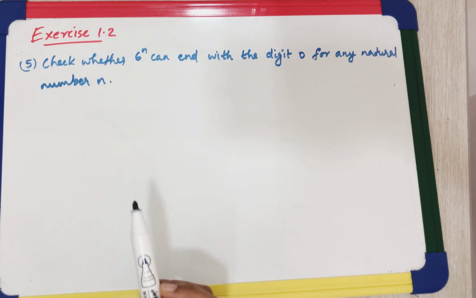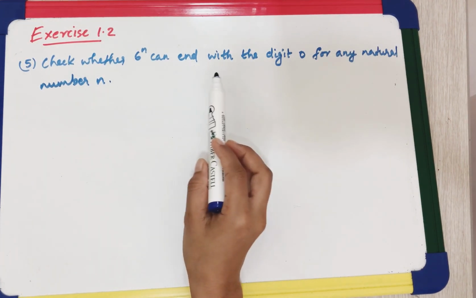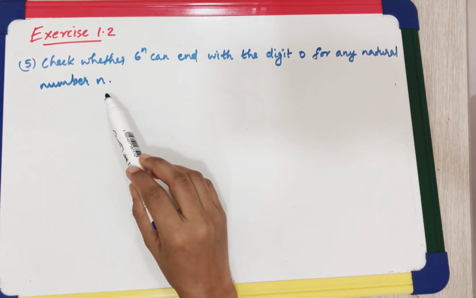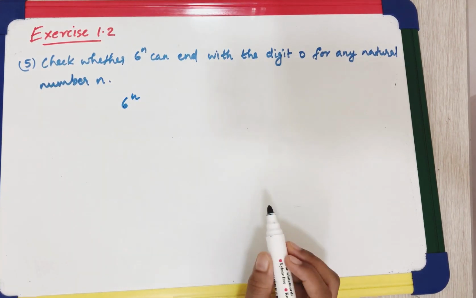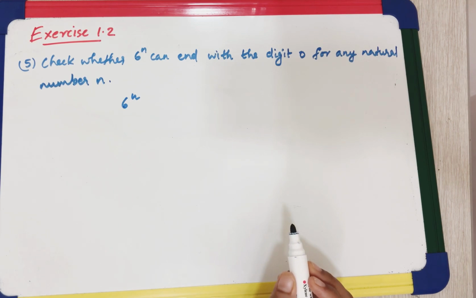Next question, check whether 6 raised to n can end with the digit 0 for any natural number n. To check whether 6 raised to n ends with the digit 0, the numbers that end with the digit 0 are 10, 20, etc. The multiples of 10. Therefore, 10 is a factor.